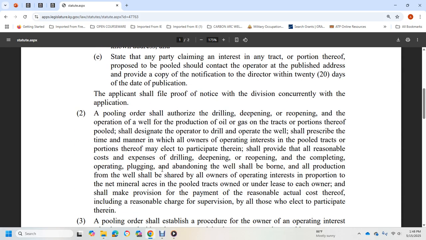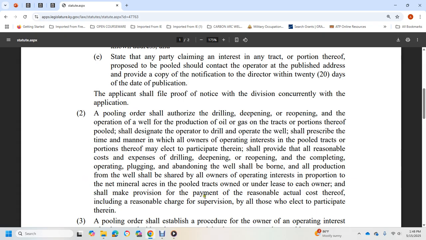A pooling order shall authorize the drilling, deepening, reopening, or operation of the well, and production of oil and gas for the tract or portion of the pool, and shall designate the operator to drill the well. It shall prescribe the time and manner in which all owners operating in the pooled tract or portion thereof may elect to participate therein, provide that all reasonable costs and expenses of drilling, deepening, reopening, completing, operating, plugging, and abandoning wells shall be borne, and that all production of the well shall be shared with all the owners of the operating interest, based on the net mineral acres of the pooled tracts under lease.